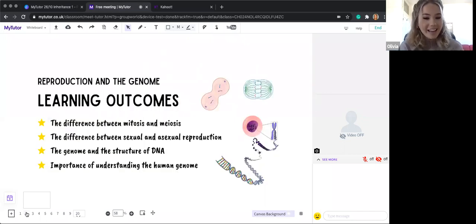So this is what we're looking at this session: reproduction and the genome. We are going to be looking at the difference between mitosis and meiosis. We're going to have a look at the difference between sexual and asexual reproduction. We're going to look at the genome and the structure of DNA. And then finally, just a quick bit on the importance of understanding the human genome.